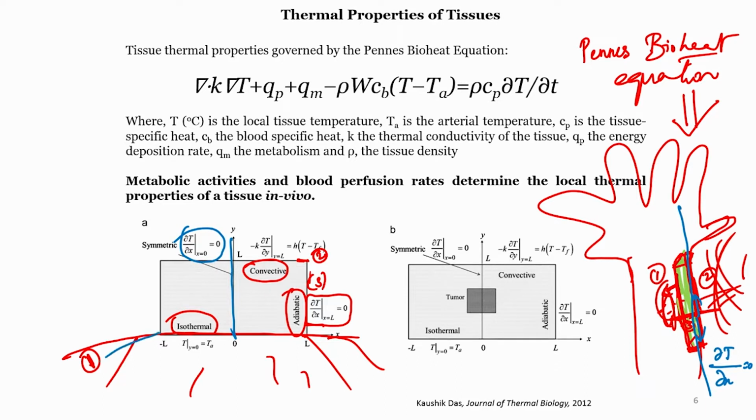Now, let us look at the isothermal surface, which is at the bottom. For the isothermal surface, what it means is that the tissue temperature at y equal to 0 is equal to the overall tissue temperature, Ta, the tissue temperature of the artery or the bulk of the tissue. If this is Ta, what it means is that this interface temperature is equal to Ta. Okay. So, that is what it means. Now, that is the case with a healthy tissue.